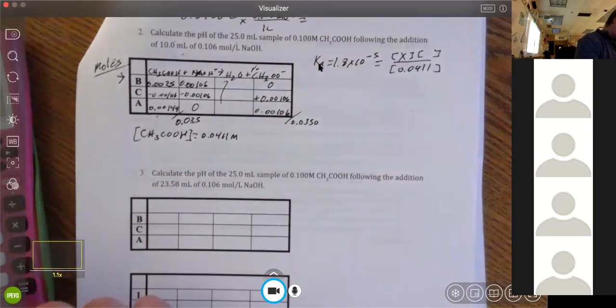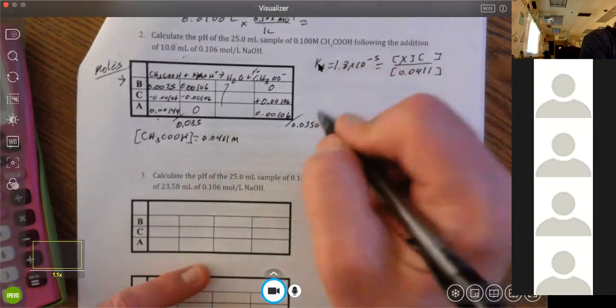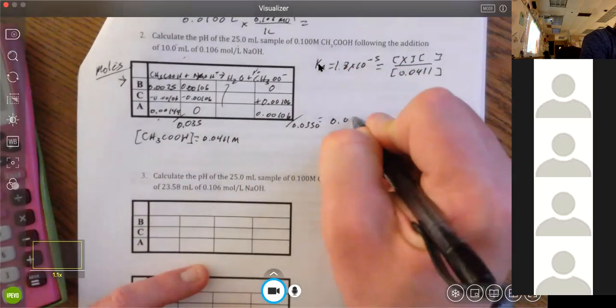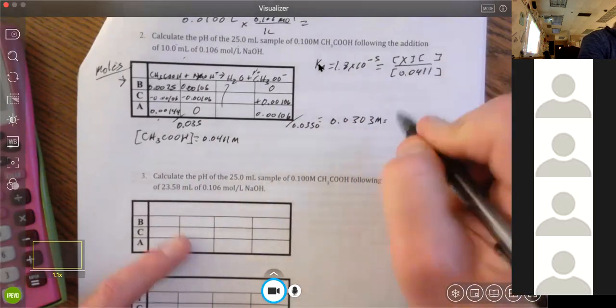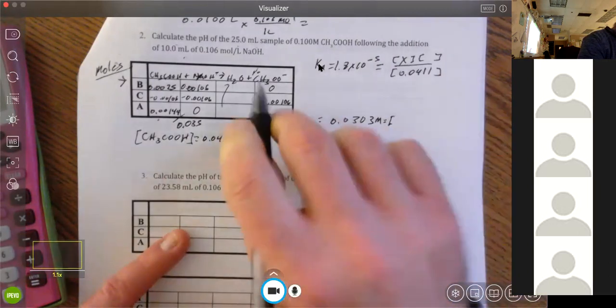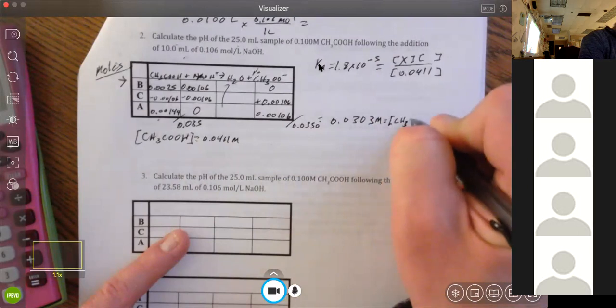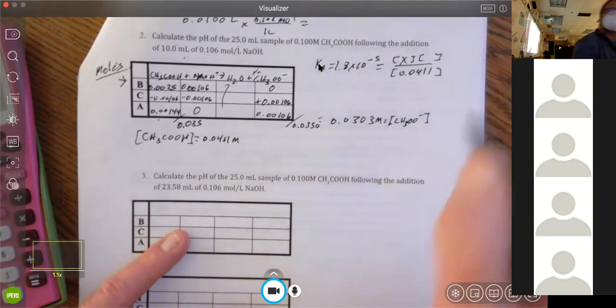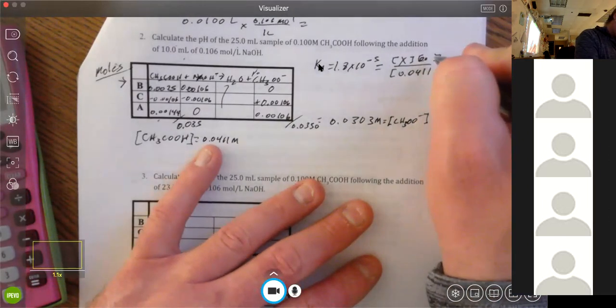And now this one. And we get 0.0303. And that's equal to the concentration of the conjugate base. We can put that up here.